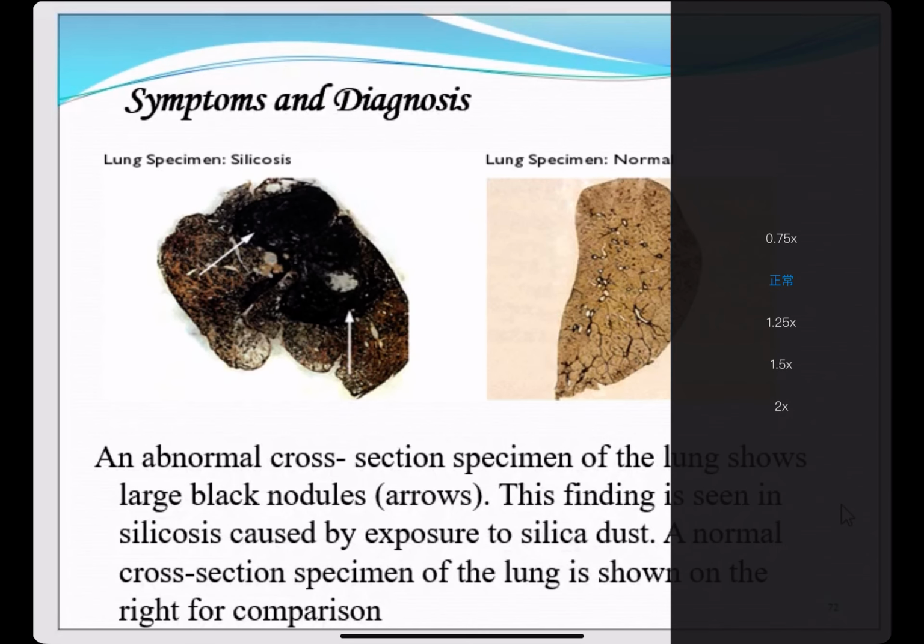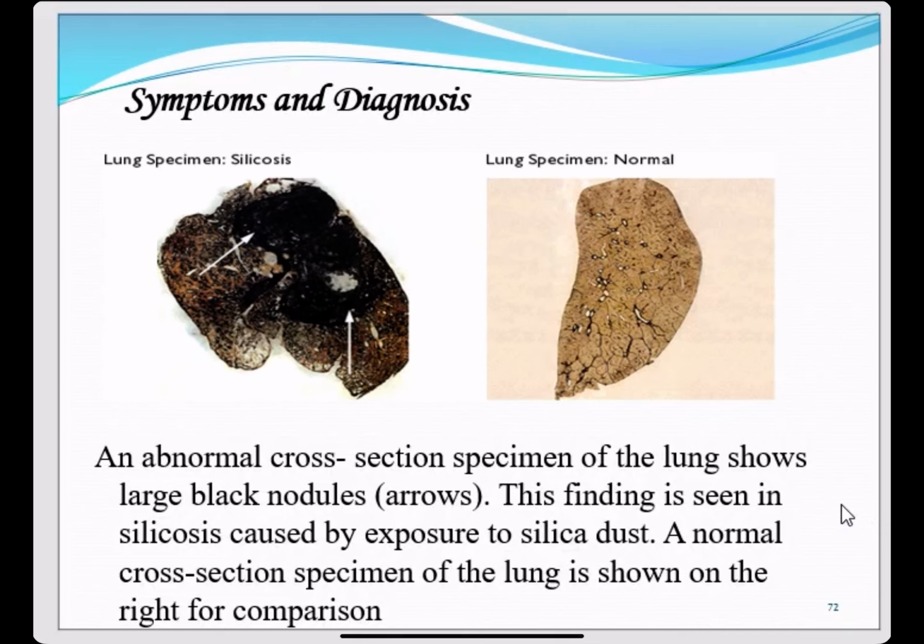Symptoms and how to do the diagnosis of silicosis. For the silicosis patient, from the picture, the left one is from the lung specimen with silicosis. You will see the large black nodule, the arrow shows this big, large black nodule. Compared to the normal, the whole lung turns black and very hard. You can't see the normal structure of the lungs.